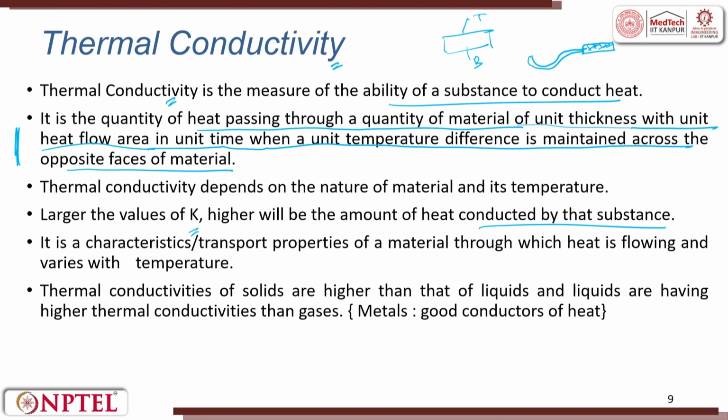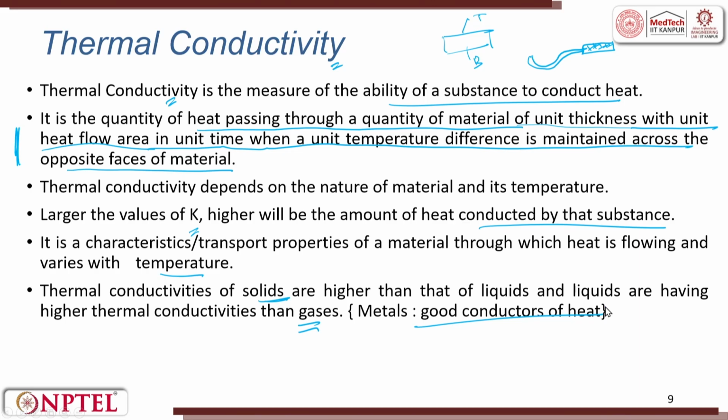It is a characteristic, or transport property, of a material through which heat is flowing, and it varies with temperature. The thermal conductivity of a solid is higher than that of a liquid, and a liquid has higher thermal conductivity than a gas. Why? Because the atoms are not compacted. If the atoms are not compacted, the heat cannot travel very fast. So the conductivity of a solid is always higher than that of liquid and gas. That is why we say metals are good conductors of heat. Here you can see aluminum conducts faster and stainless steel slightly slower. Each material has its own thermal conducting property.